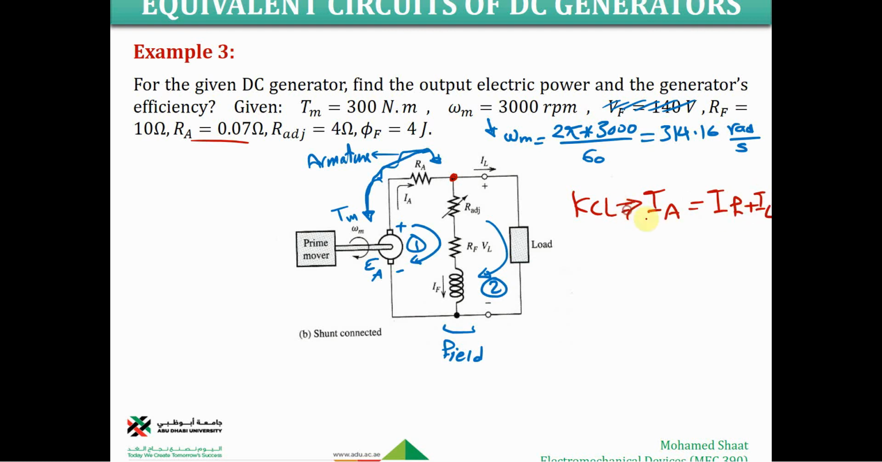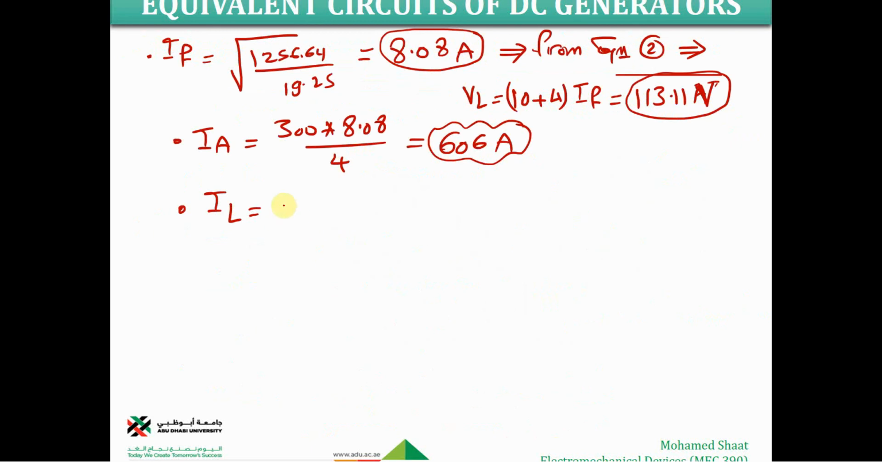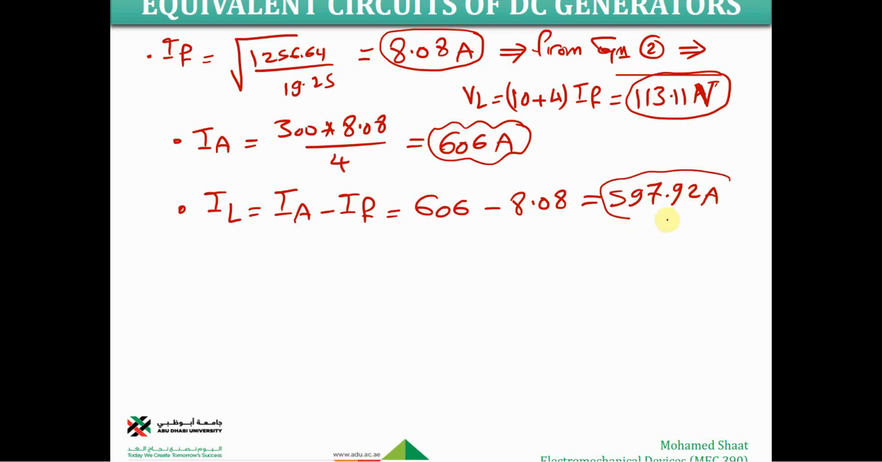So if you are seeking a value for the IL, it should equal the IA negative IF according to the Kirchhoff current law for this node. Make sense? So given this fact, this is going to be the IA negative IF. We got IA as 606 negative IF, which we just got as 8.08. This is going to give us the IL, which is the output current at the end. How much? 597.92 amperes.